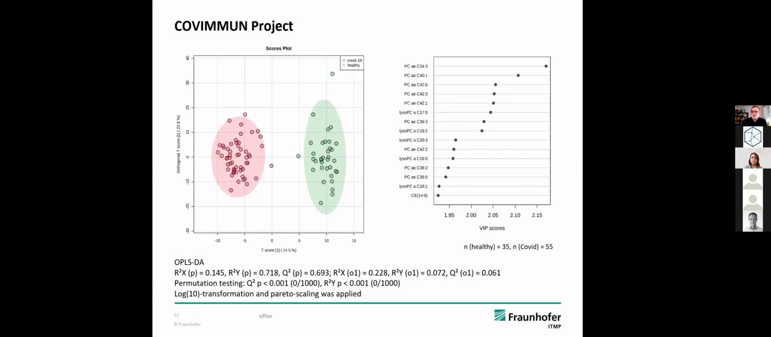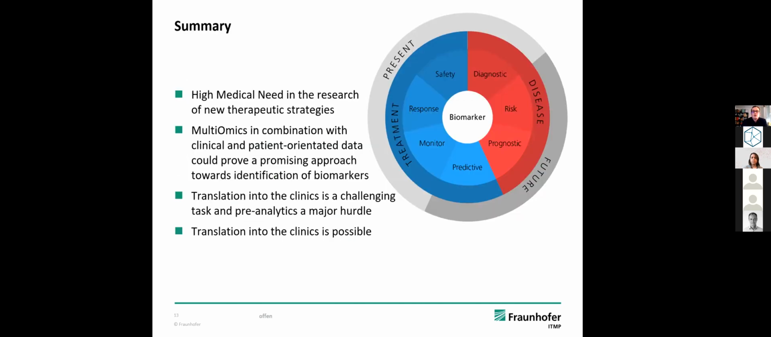In this first evaluation, a supervised multivariate model was built to identify potential interesting metabolites. And as you can see in the figure on the left, the clear separation was achieved mainly based on LPCs and ESAPC species. That's where we are now. We have conducted two smaller pilot studies, and we're very satisfied with the results.